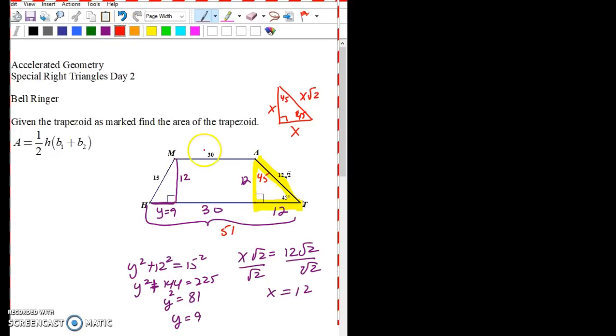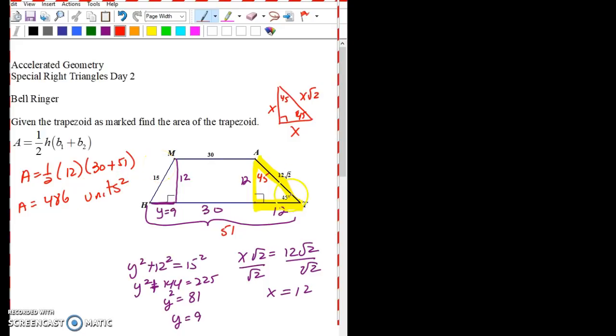So to find the area, I'm just going to use this formula. Area equals 1/2. I know we figured out that the height was 12. 30 plus 51. So the area turns out to be, I already did it. I put it in my handy dandy calculator. And let me get my notes. It turns out to be 486 units squared.